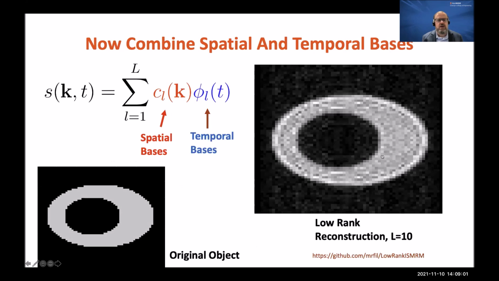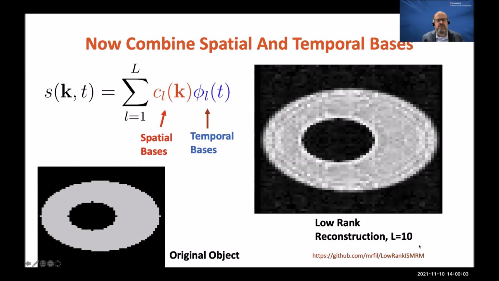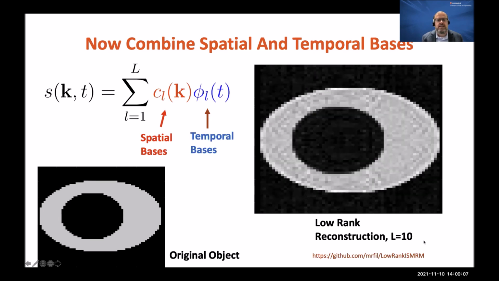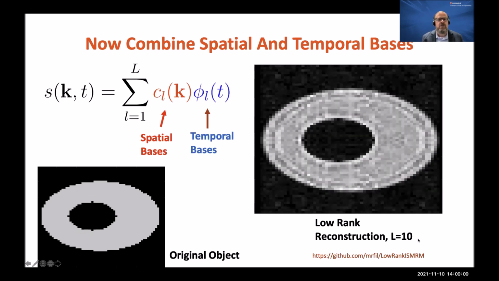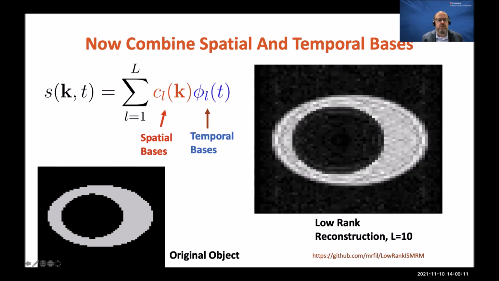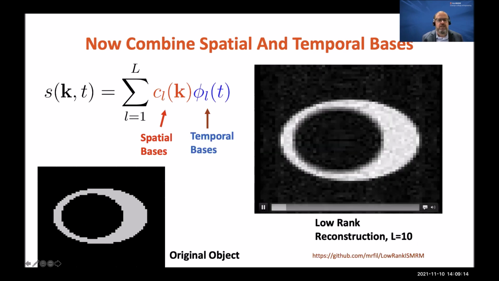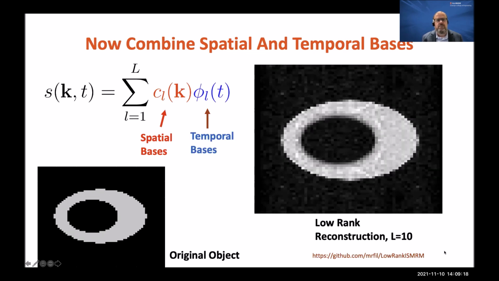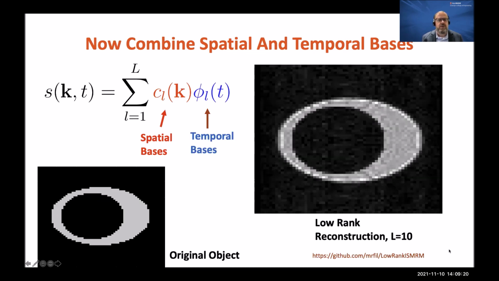And what do we get? Well, now just a rank of 10. So instead of estimating 1,280 images, I estimate 10 and mix those back together. We can see that this was well represented by the low rank information, and we've recovered the dynamics of this object. There was no other way to recover those dynamics. We can't sample fast enough to get that information.